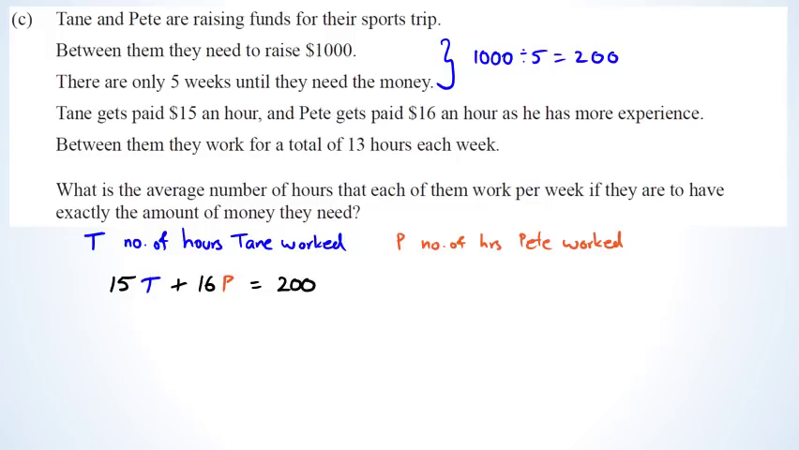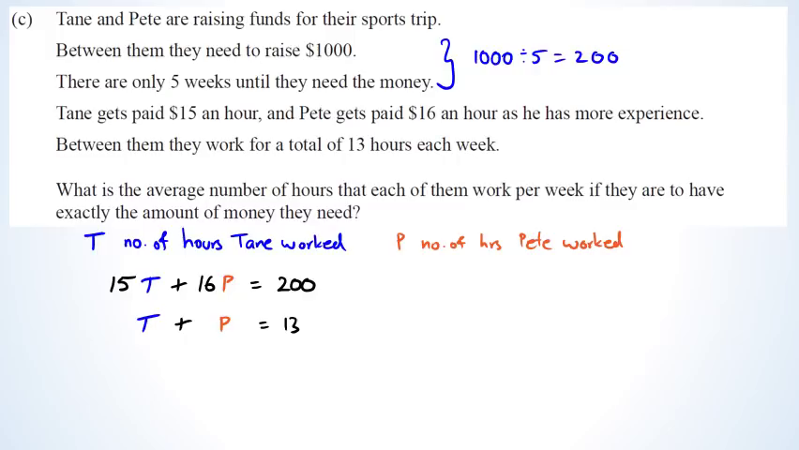The other thing that we know is that T and P work together for a total of 13 hours. So that means we can say T plus P is equal to 13. Okay, so this is our first step. We've got two equations right here and we need to solve them simultaneously. You can do this by substitution or elimination, whichever works for you.